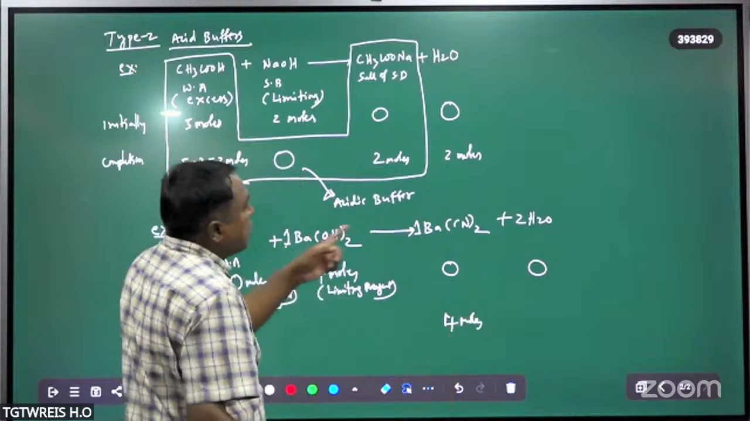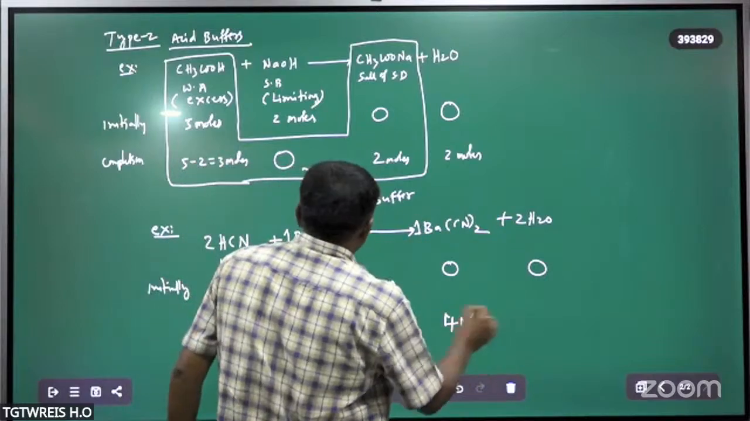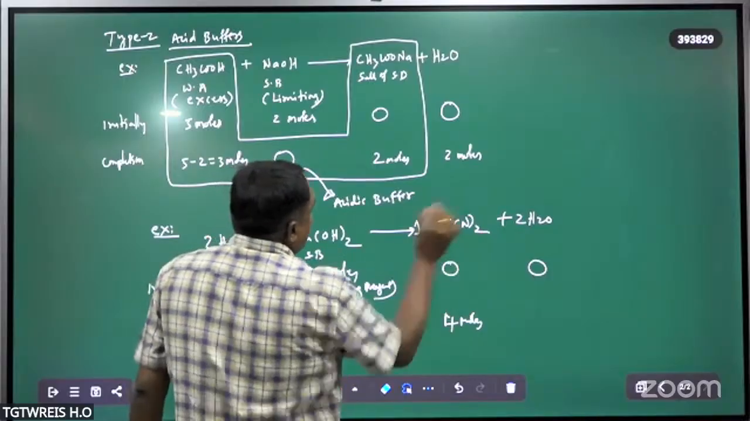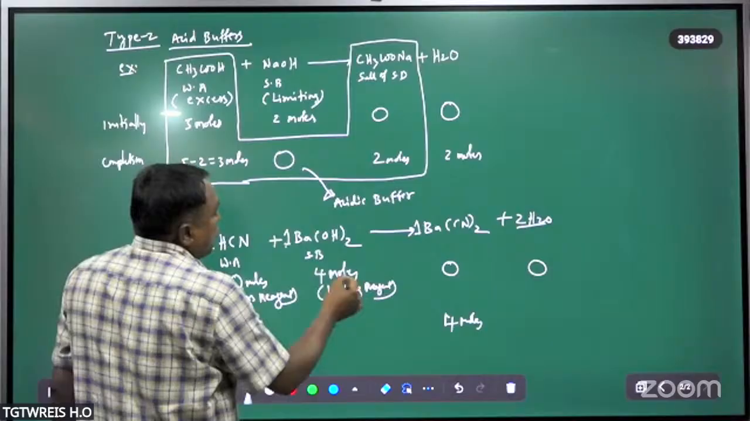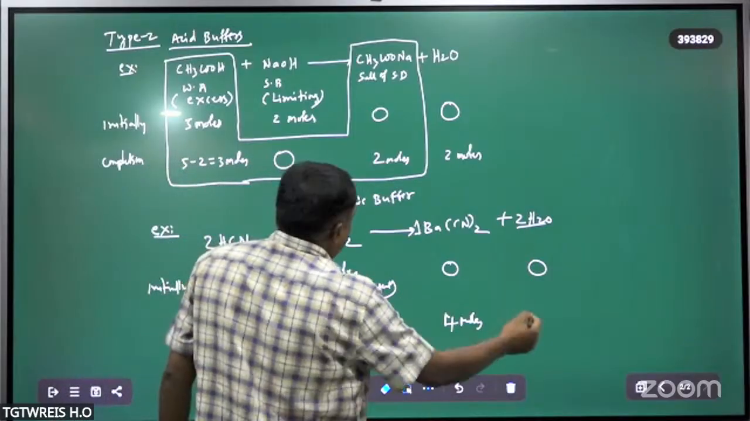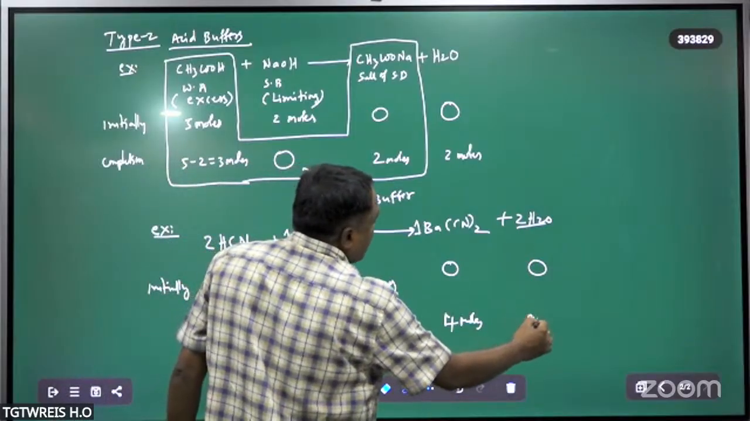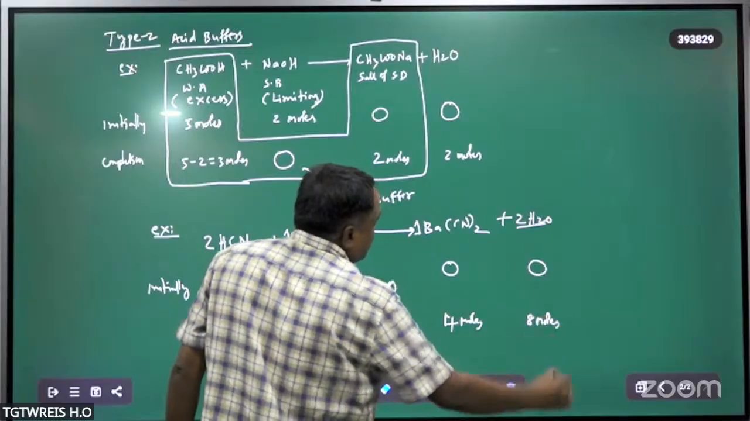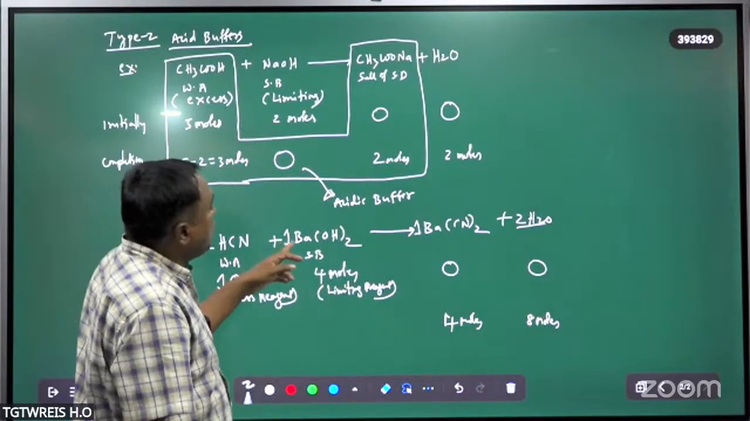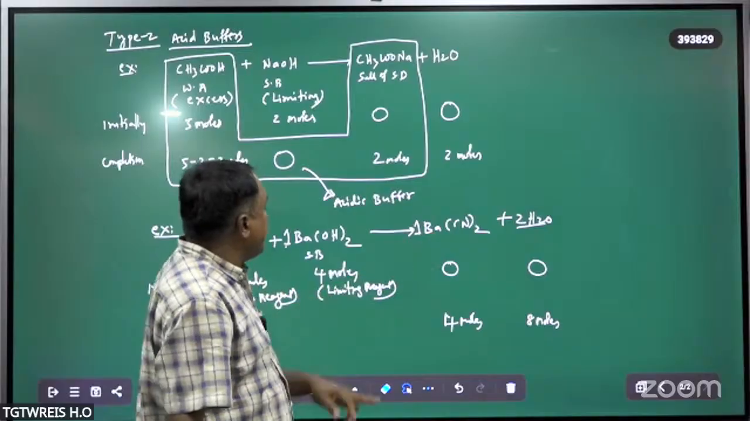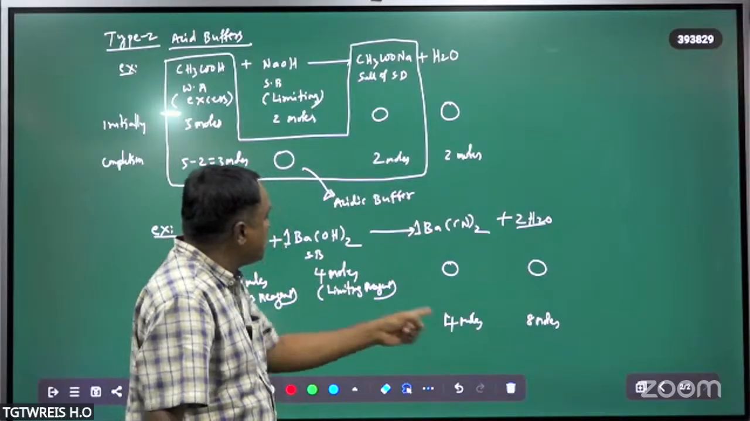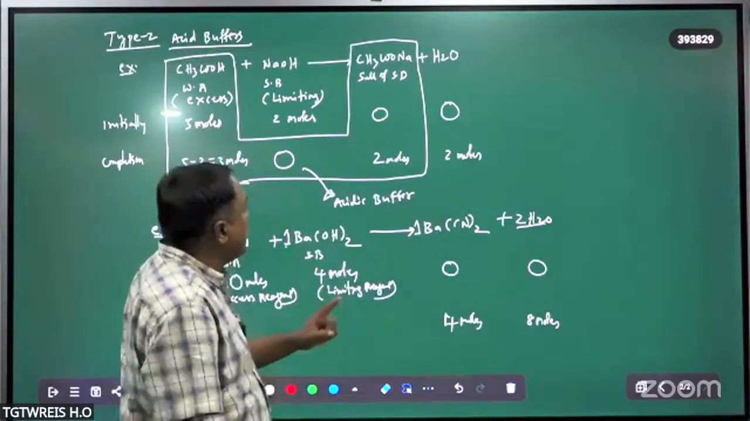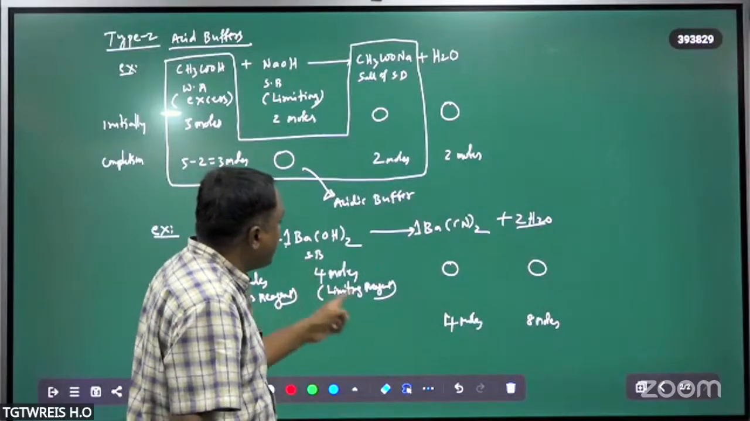Now for 1 mole it is 2 moles. Therefore, for 1 mole of barium hydroxide, you will get 2 moles of water. For 4 moles of barium hydroxide, you will get how many moles? 4 times 2, 8 moles. Therefore, this is the 8 moles of water. So for 1 mole, you will get 1 mole of barium cyanide. For 4 moles, you will get 4 moles.